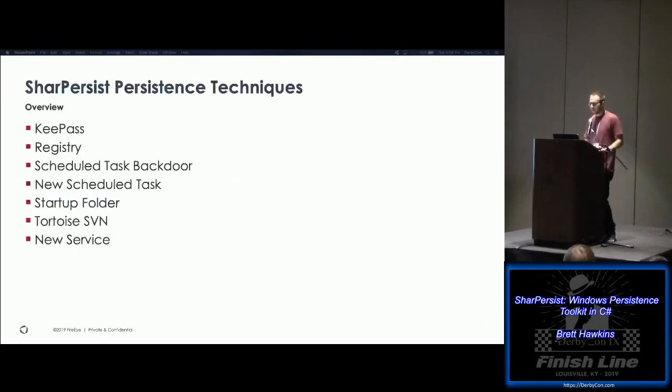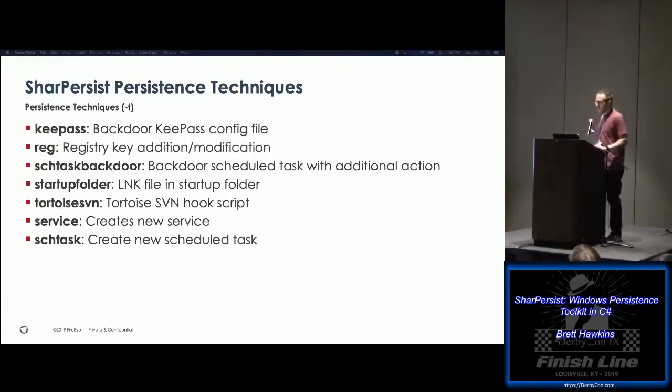So I just went over an overview of SharPersist. Now we're going to get into the techniques. On the initial release, it's coming with 7 techniques. Again, the plan is to add more in the future, both myself and the community. So if you have any really cool techniques, please feel free, I'd love to talk to you. It's initially releasing with KeePass, Windows Registry, Scheduled Task Backdoor, New Scheduled Tasks, the Startup Folder, Tortoise SVN, and New Windows Service. And you specify the technique you want to use with the stuff in bold. Again, it's all on the GitHub, right? So keepass, reg, taskbackdoor, startupfolder, tortoisesvn, service, and task.